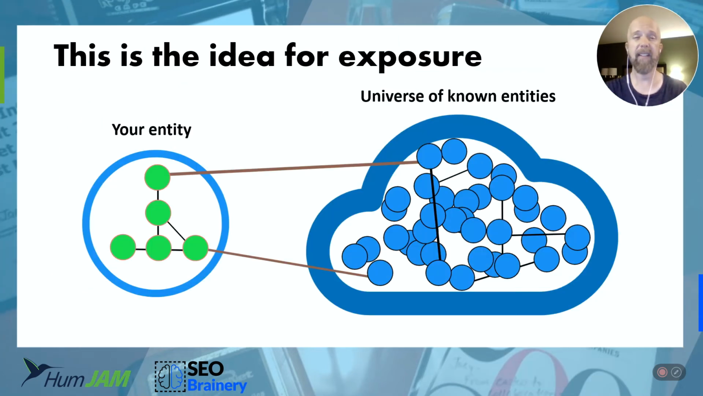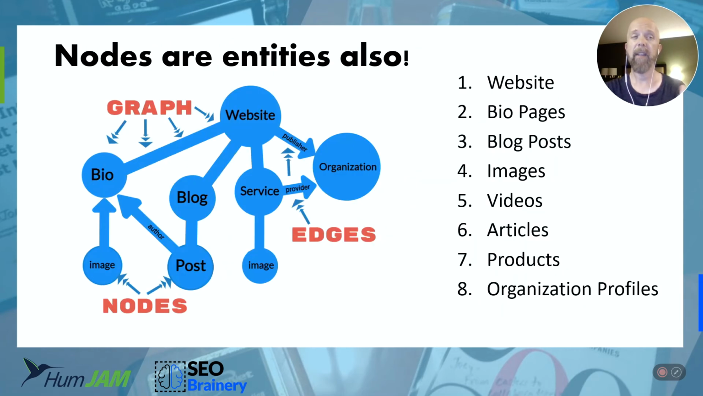So this is the idea for exposure, meaning if your company is in BBB, if it's in Design Rush, if it's in, you know, Best of the Web, if it's in Trustpilot, if it's in all these different things, it's connecting you up to all of these spheres. It's basically, the idea is for exposure for your entity. Here's your entity over here, but you're connected to all these things that could expose you to all these things. That's you linking to them, and that's them linking back, okay? Remember, nodes or entities also.